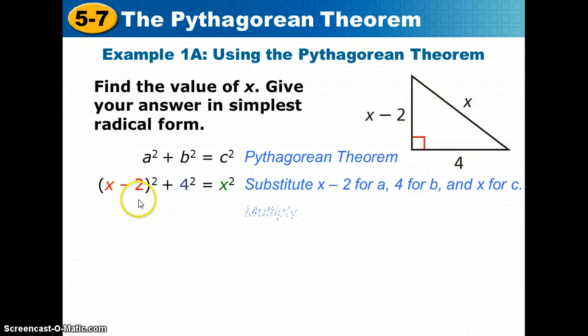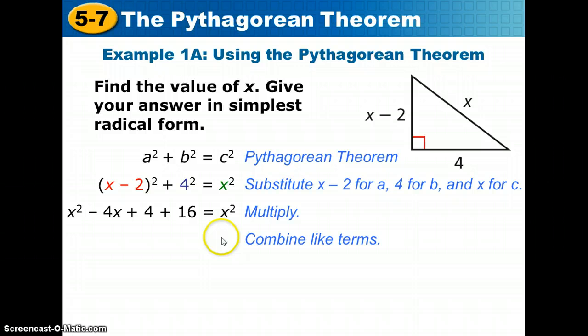So when I simplify this, x times x is x squared, x times negative 2 is negative 2x, x times negative 2 again is negative 2x, so those combine to negative 4x, and negative 2 times negative 2 is positive 4. So using FOIL and simplifying, we get this. Then 4 squared is 16, and x squared remains x squared. Now we can combine like terms.